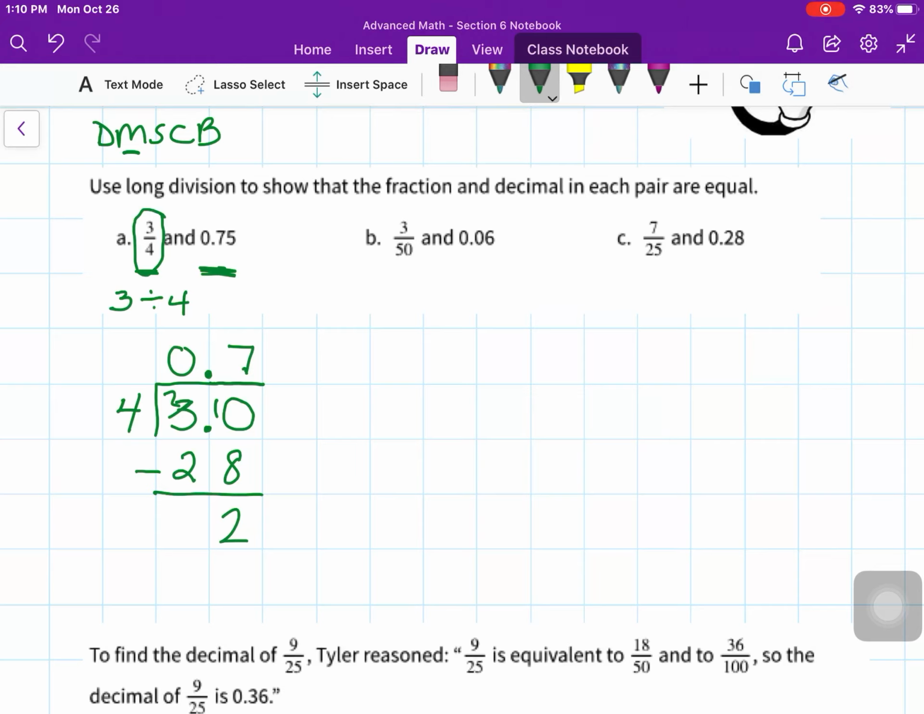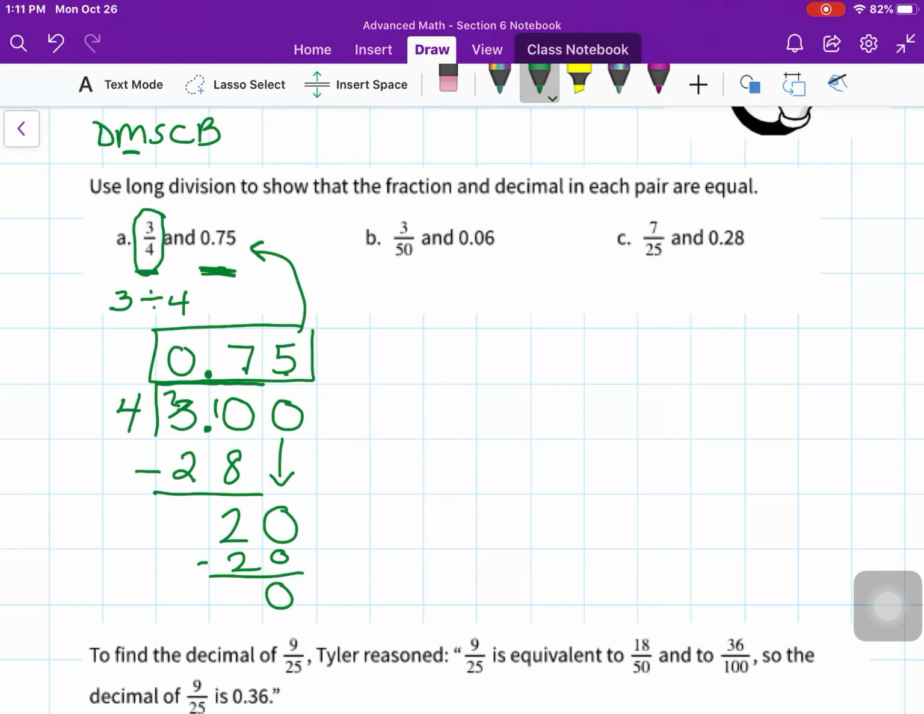We bring down, well, there's nothing to bring down, so we can always bring down another 0 when we're dealing with decimals. And then we divide and start all over again. So how many times does 4 go into 20? It goes in there 5 times. Then we multiply 5 times 4 and we get 20. And we subtract and we get 0. So 3 divided by 4 is in fact 0 and 75 hundredths, just like the problem stated.